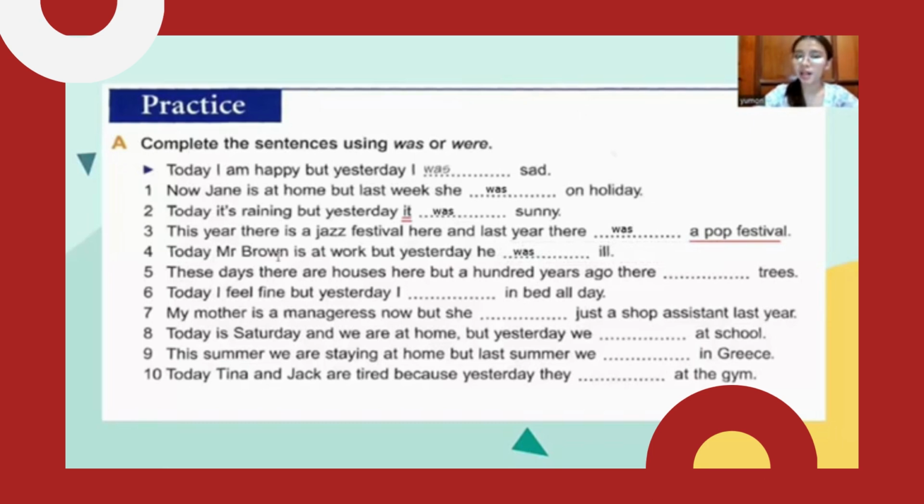These days, there are houses here, but 100 years ago, there blank trees. So trees, you see as in tree. So is it singular or plural? Yes, it is plural. So we have to put were. Okay? Number 6. Today, I feel fine, but yesterday, I blank in bed all day. I, singular, so I was.